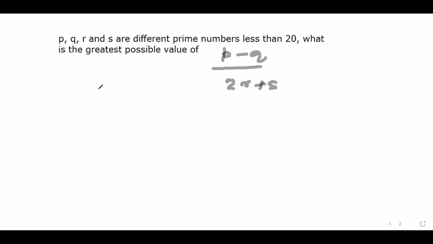Now these are prime numbers. So what are the possible values of P, Q, R, and S? They are prime numbers less than 20. So you are going to choose your numbers from 2, 3, 5, 7, and so on. These are the prime numbers less than 20. So these are the numbers, and they are all different numbers.